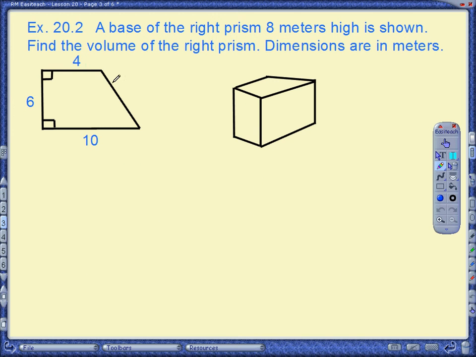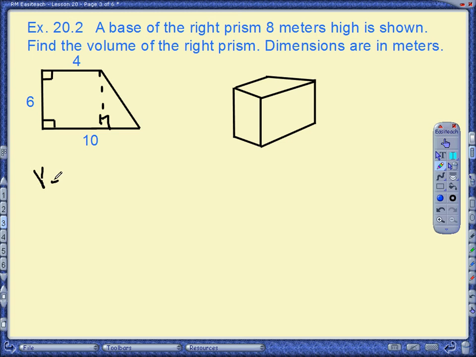Okay, number 3, the base of a right prism 8 meters high is shown. Find the volume of the right prism. Well, this is a trapezoid, and there are 3 ways to do a trapezoid. One is with the trapezoid formula. The other is going corner to corner, making a diagonal through it and doing it as 2 triangles. I'm going to do this as a right triangle and a rectangle.